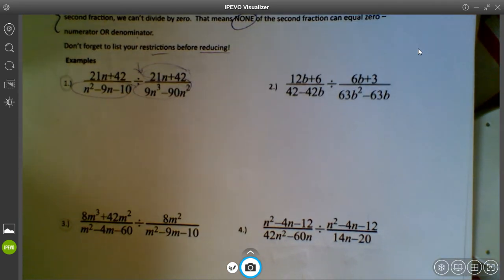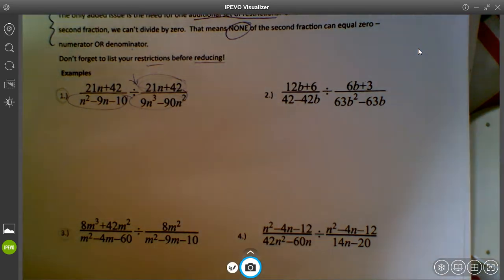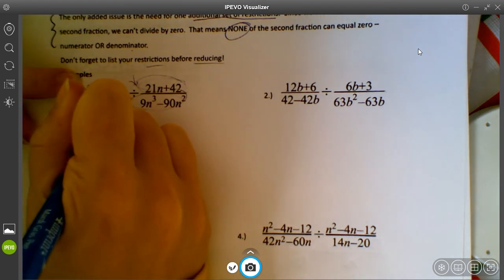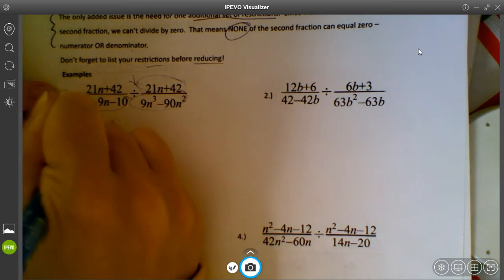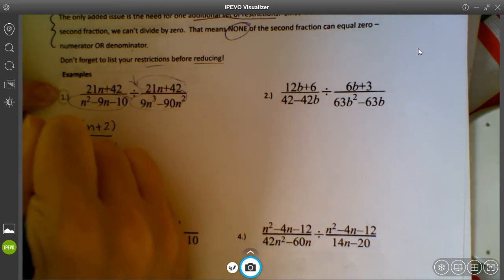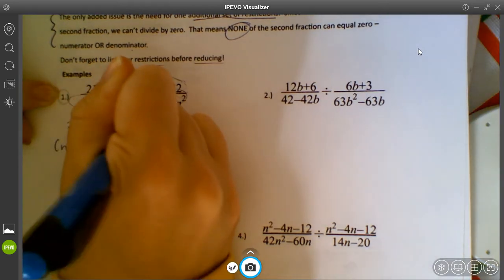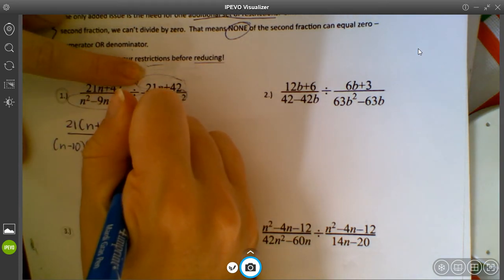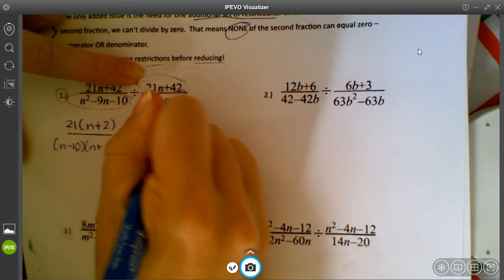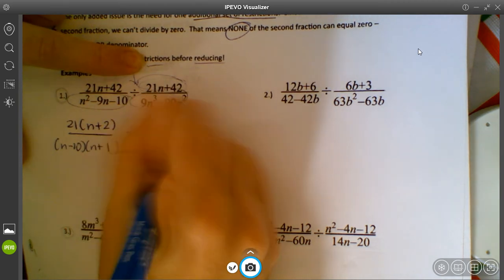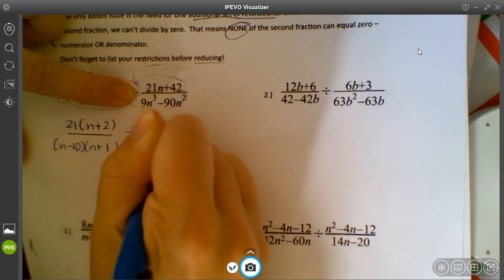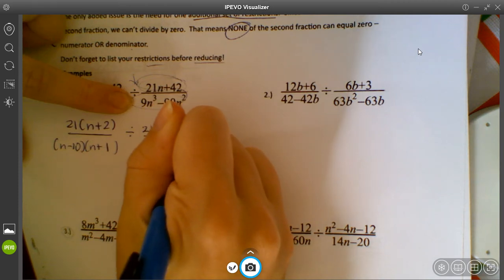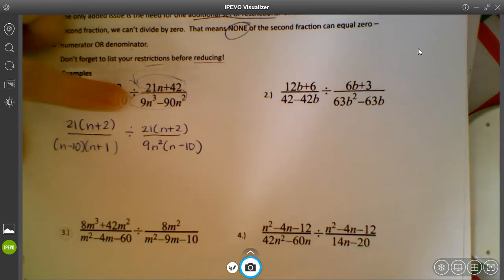So we're going to do this example. The first thing is to factor, no matter what the sign is. So we're going to factor everything. Here we can factor out a 21. So we have an n plus 2. Over here we have an n times an n minus 10 plus 1. Keeping the division sign because we haven't done anything yet about that. Over here we're going to factor out a 21 again, and an n plus 2 is left. Here we can factor out an n squared and a 9, leaving me with n minus 10.